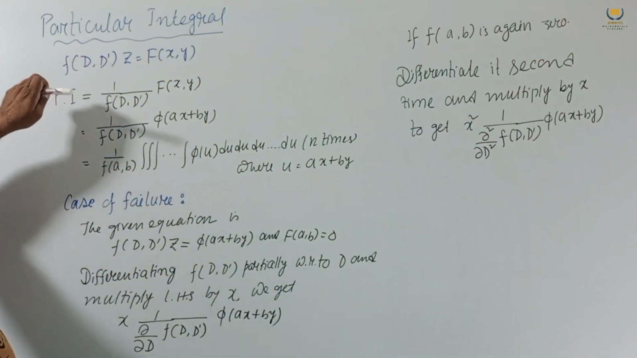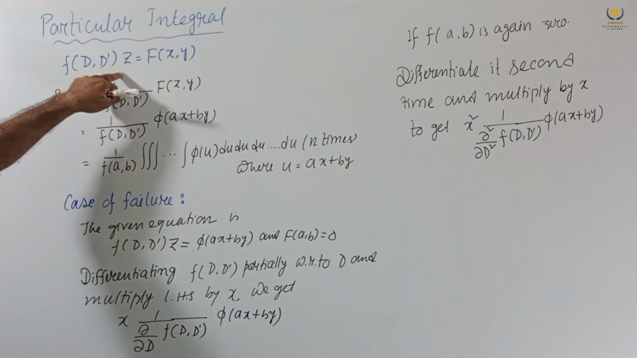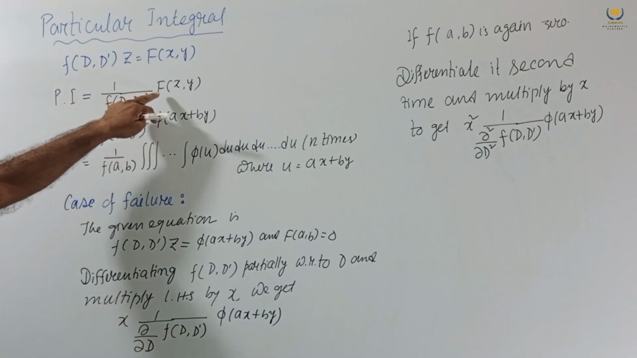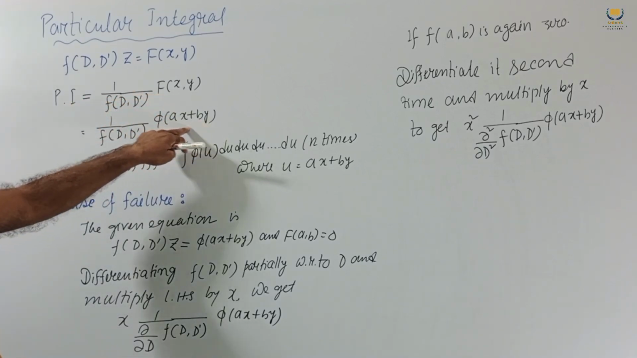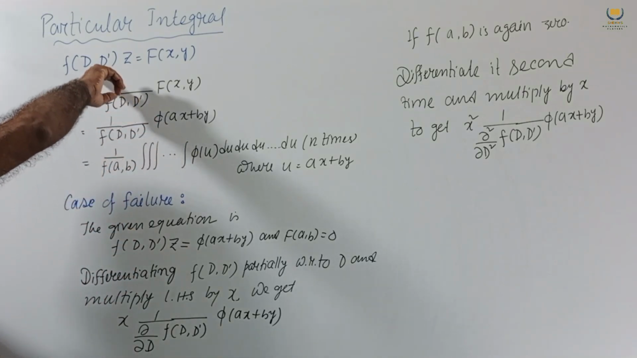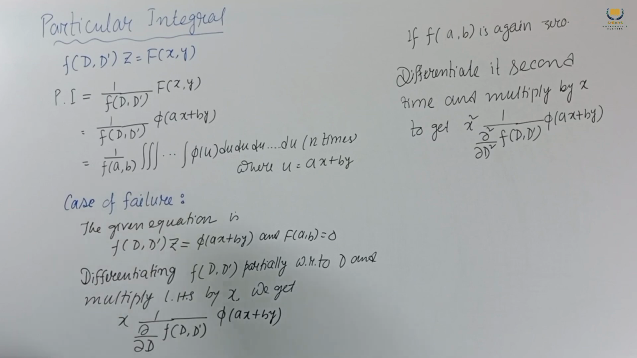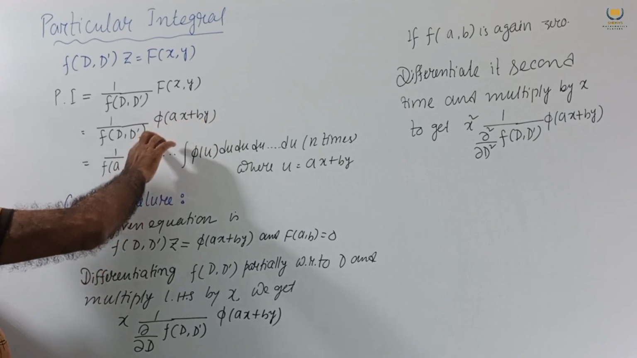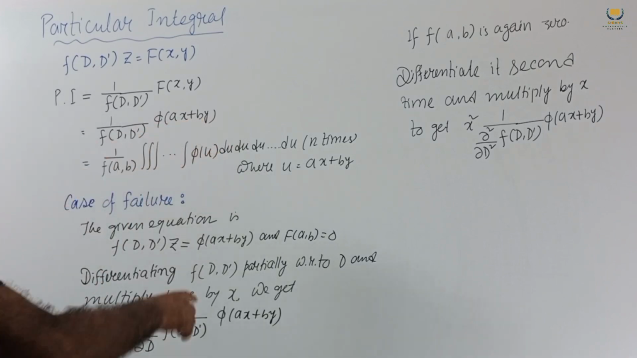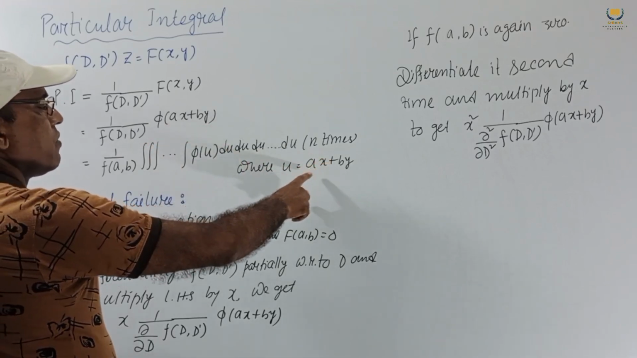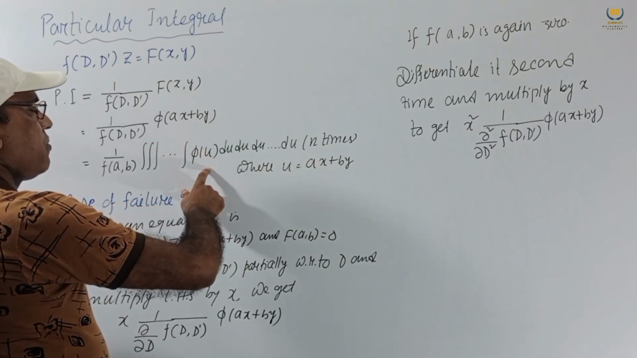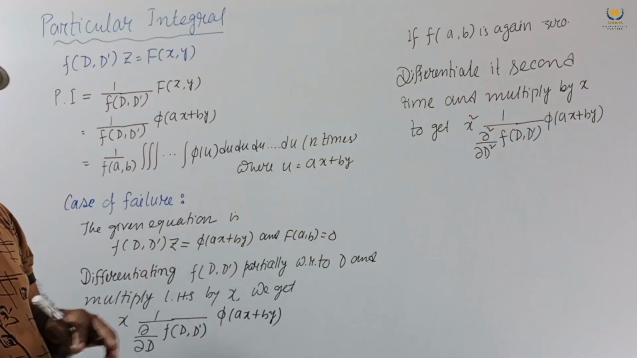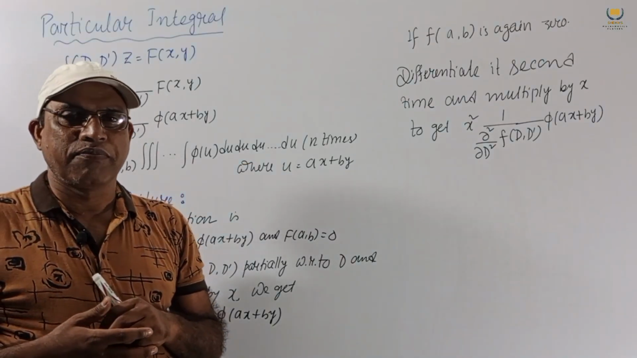So I consider one rule. If this is the linear partial differential equation f(D, D')z = f(x,y), and for finding the particular integral, f(x,y) is given as phi(ax + by). If the order of the equation is n, then we put a in place of D and b in place of D', and we integrate n times. We write ax + by as u, so this is phi(u) du du du, n times. This is the rule: if the order is n, we have to integrate n times if it is a polynomial function.